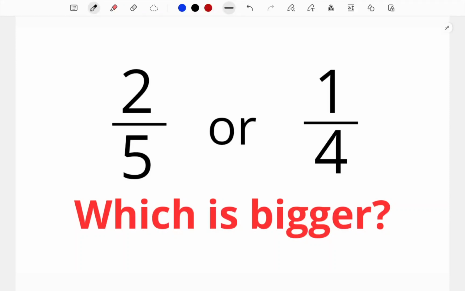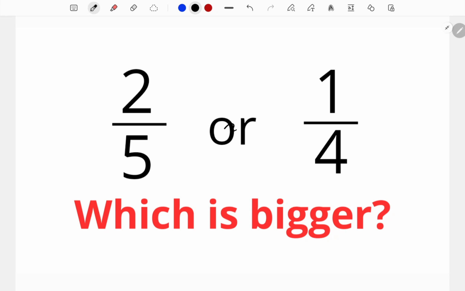Today, let's solve an interesting question. Comparing fractions. We'll find out which is greater between 2/5 and 1/4. To solve this question, we first need to understand fractions well.